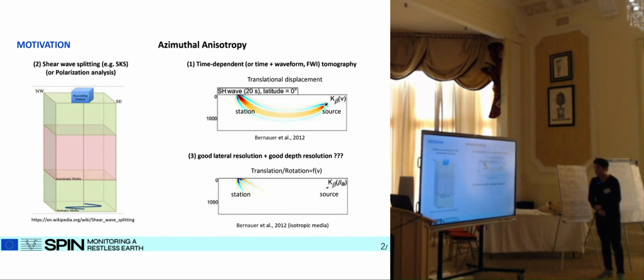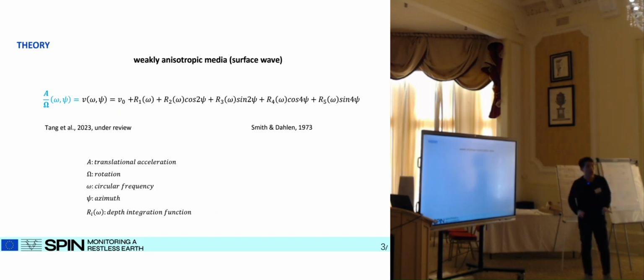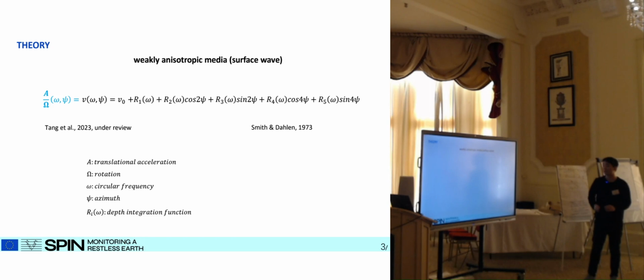So the question is, can we consider these two resolutions simultaneously? In isotropic media, we can take the ratio between the translation and the rotation, and we can get the localized phase velocity. So can we do this in anisotropic media? The assumption is weakly anisotropic media. Under this assumption, the analytical solution has this expression. What we found is that the ratio is equal to the analytical solution in weakly anisotropic media. I'm not going to talk about the details, let's directly look at the observation.